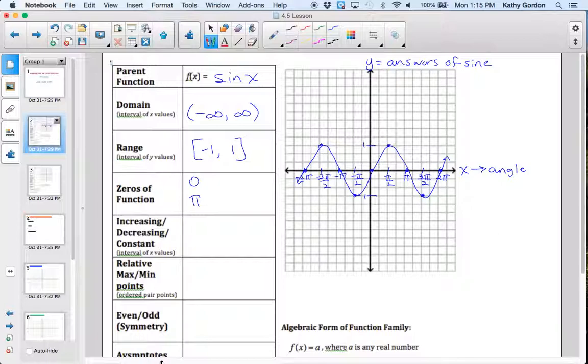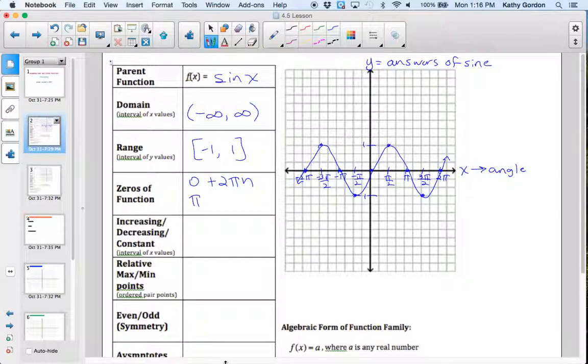Space-wise, how many radians does it take before that point repeats itself? 2 pi. Because the period is 2 pi, right? That's how much space it takes to repeat itself. So that particular point is going to repeat itself every 2 pi. So the accepted way of showing that is to say I'm going to add a 2 pi n.